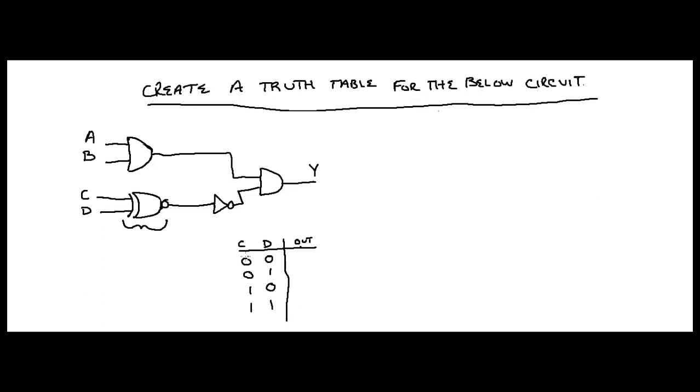So the truth table for this gate is right here. Now normally it would be 0, 1, 1, 0. But since we have this inverter bubble right here, it's going to be the complement, right? I just call it out bar, so it's going to be 1, 0, 0, 1. Get it? So this is really what we can expect from the output, okay?